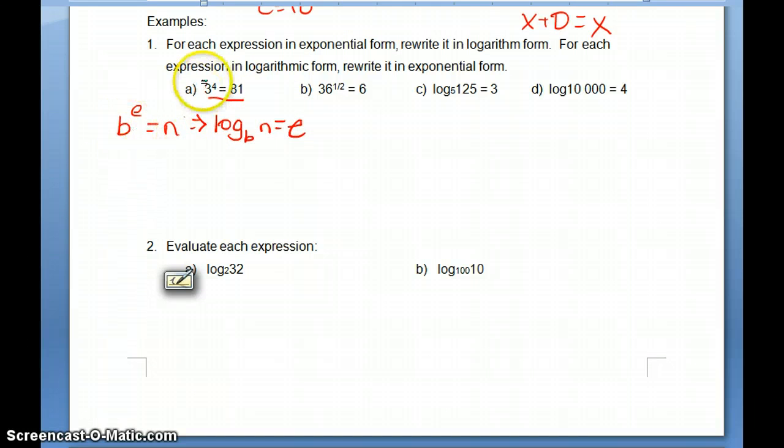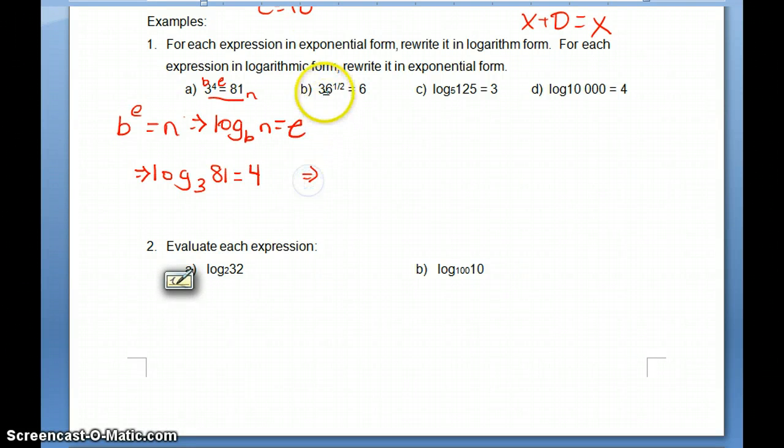Alright. So in this example, our base is 3. The exponent is 4. And that number there is 81. So we're going to rewrite this as log base 3 of 81 is equal to 4. Alright? That's all you have to do. So remember, Ben the log bunny, then you can label, if you want to, what each of those numbers mean, and then from there just put it into that log form. So log to the base b of n is equal to e.